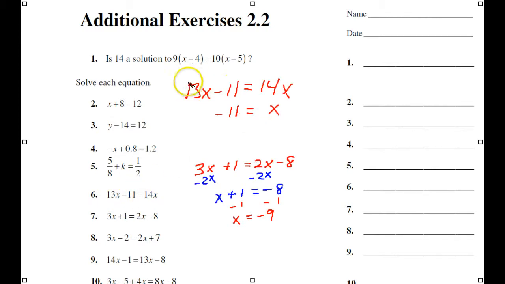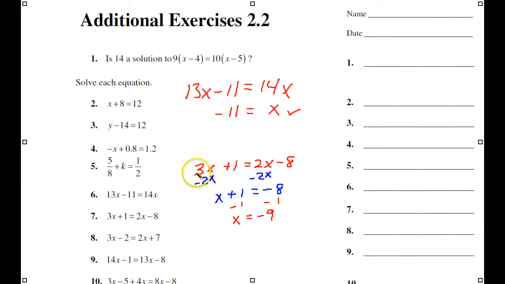Now, number 6 I wrote up here, and as we look at it, one of the things we always like to do is to try to keep the variable positive. So if I subtract 13x from this side, this will become a 0, and 13x from 14x, I'm left with an x. So x equals a negative 11, and that's the answer.